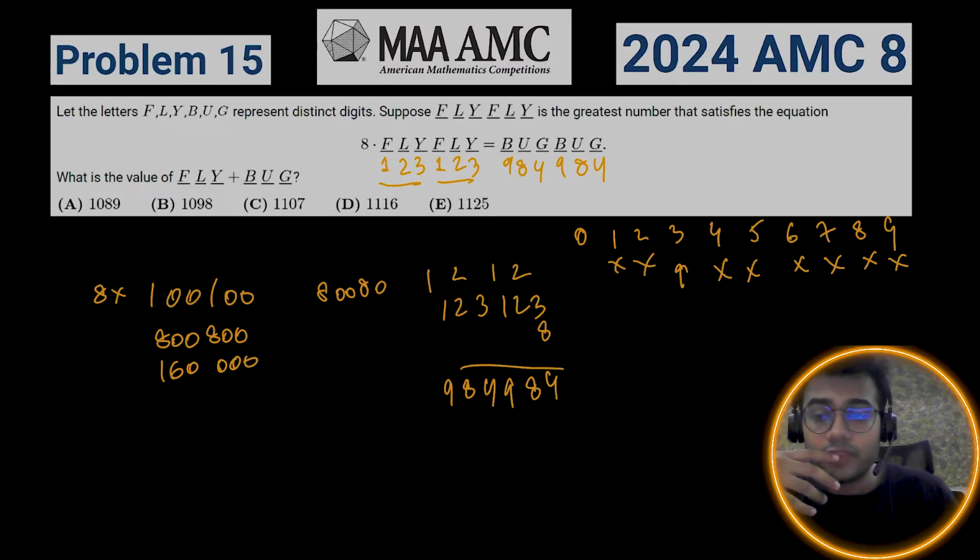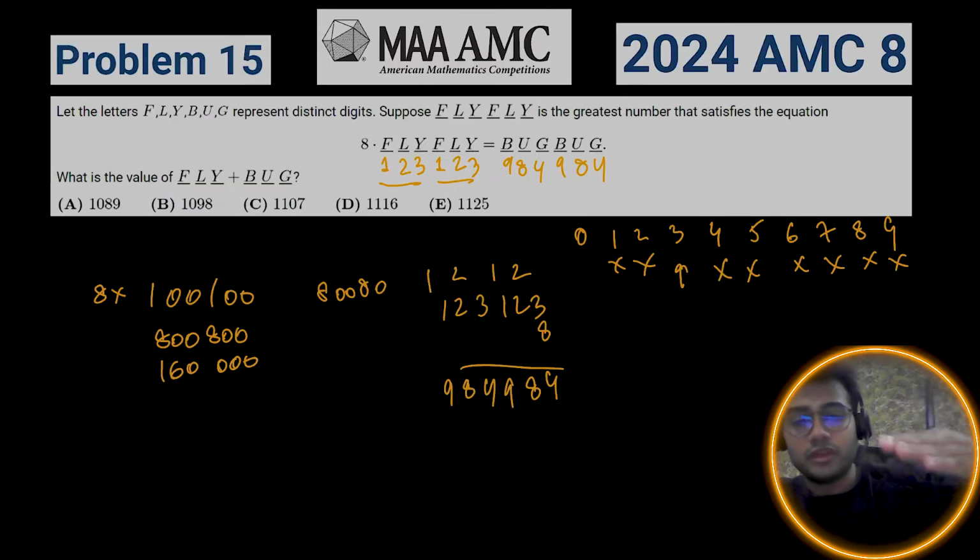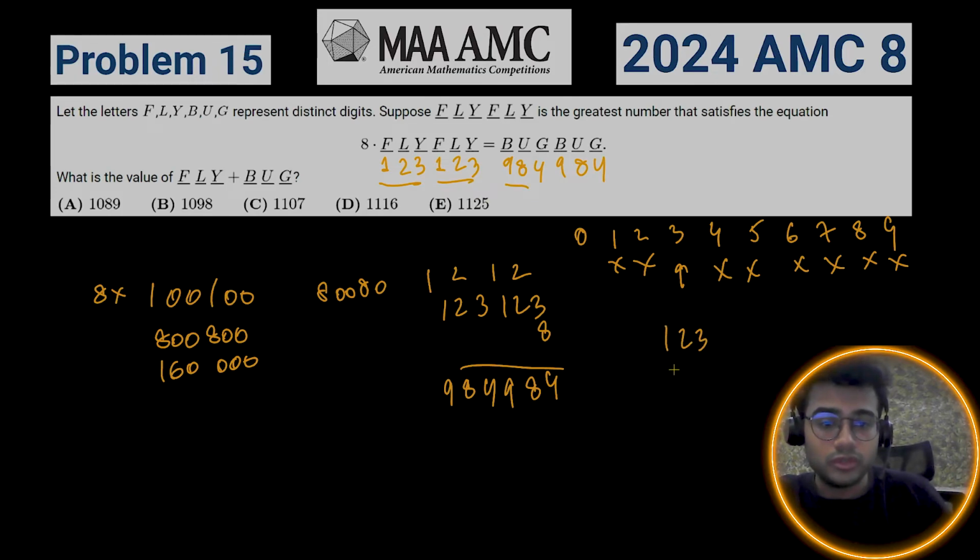That's a way that's called the extremal principle. We start with the extreme and then we keep going down so that we make sure the answer we get is the maximum possible. So now we just need to add these numbers, 123 and 984. That's 1107. So the answer is C.